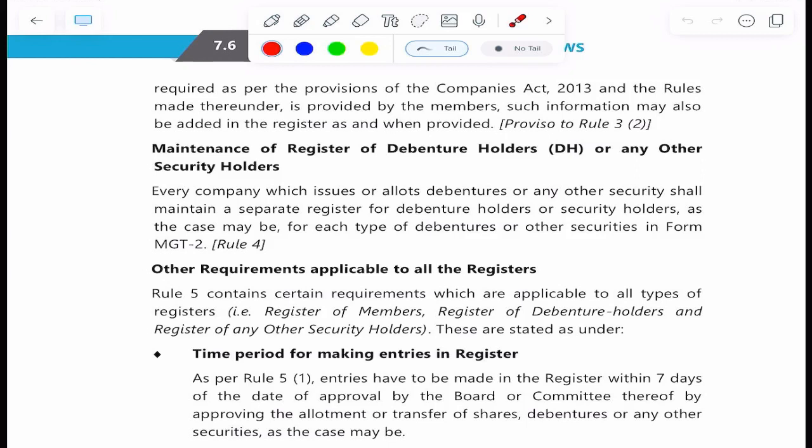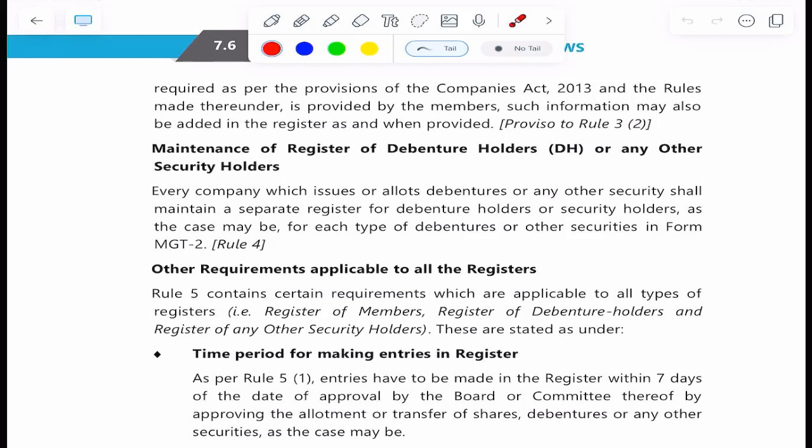Maintenance of register of debenture holders or any other security holders. Every company which issues or allots debentures or any other security shall maintain a separate register for debenture holders or security holders, as the case may be, for such type of debenture or other security in Form MGT 2.